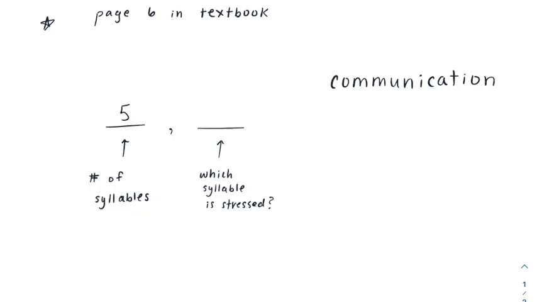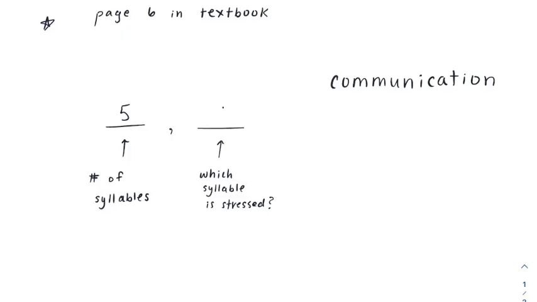Now our second line asks which syllable is stressed. Which syllable do you think is stressed? Communication. Which syllable is higher? It's going to be our fourth syllable, communication. So we will write a 4 on our second line.